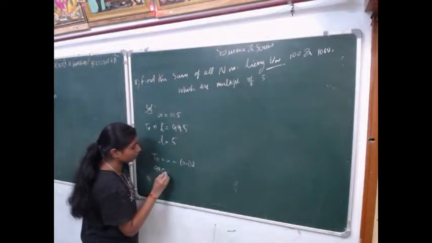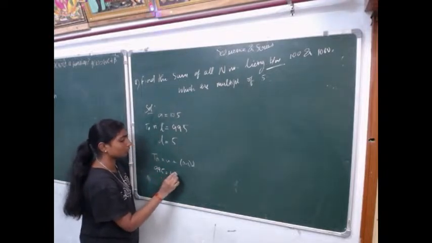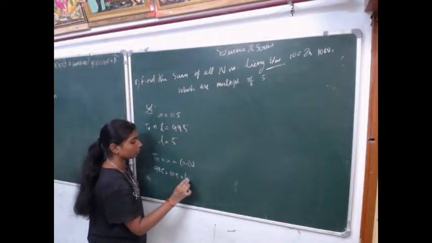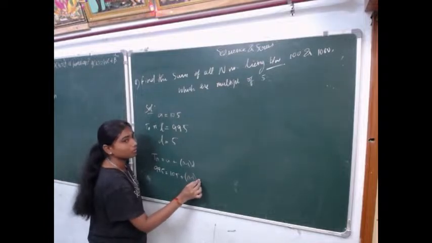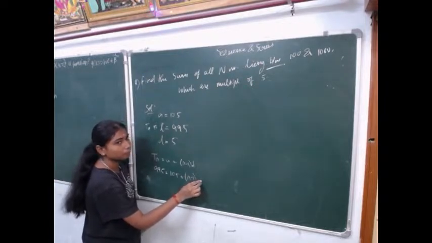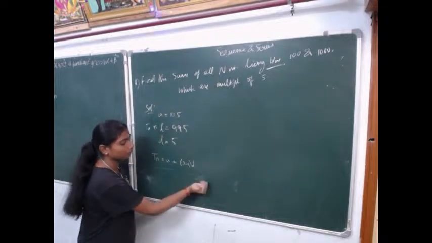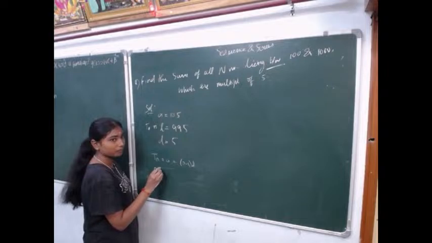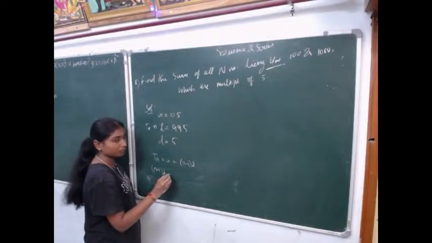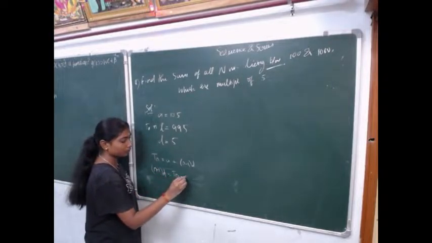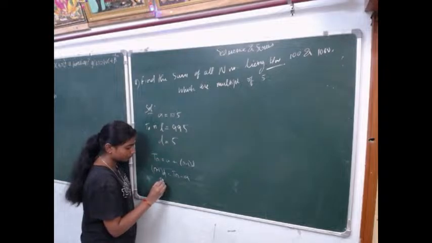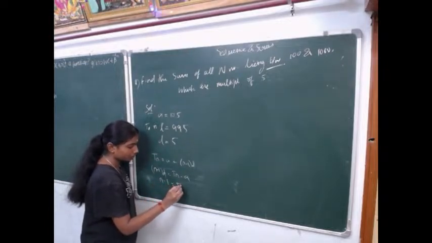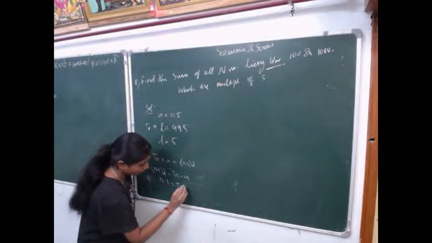So what you can do is, write A plus (n minus 1) into D is equal to Tn. Is it not? Now (n minus 1) into D is equal to Tn minus A. Got it? And n minus 1 should be what? Tn minus A whole divided by D. Therefore n is equal to (Tn minus A) whole divided by D, plus 1.